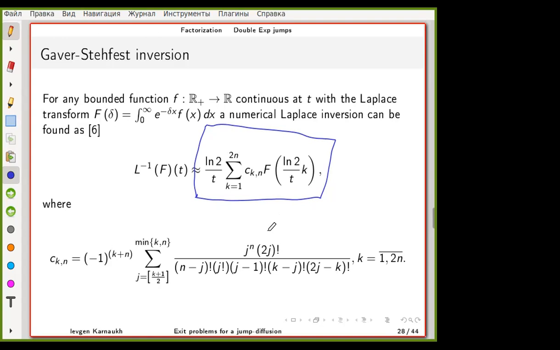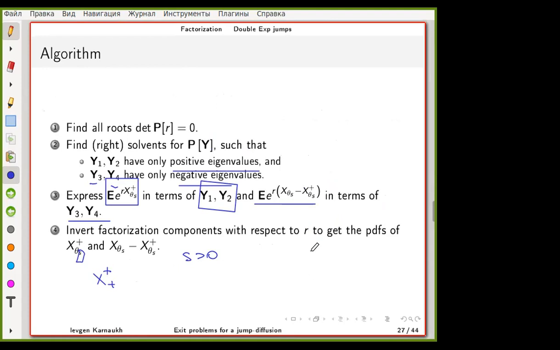Of course, we pay a price here, because the coefficients of our approximation contain factorials, and we need higher accuracy for all intermediate steps. For my experiments, I need about 100 digits to get an error of 10 to the power minus 8 for the numerical inversion. So for the jump diffusion process with exponentially distributed jumps in a Markov environment, we can use this algorithm. I tested it in many different cases for different numbers. It works, and we get the distribution of x plus at theta s and the corresponding reflections.